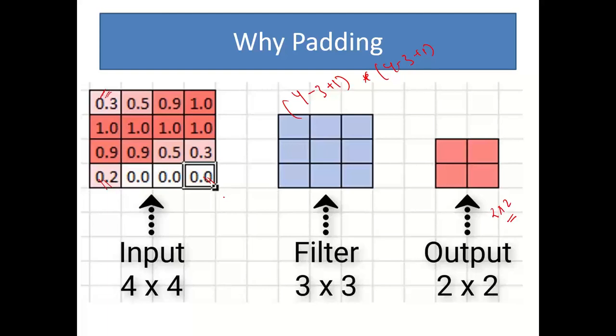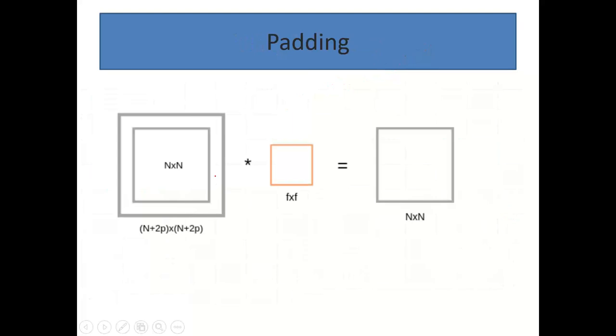So what exactly is padding? We can say padding adds an extra layer or extra pixels outside the image. It looks like this. Here I have an n x n image, and I add some pixels outside the image, here, here, here and here. Now we multiply, and we find the exact output shape is n x n.